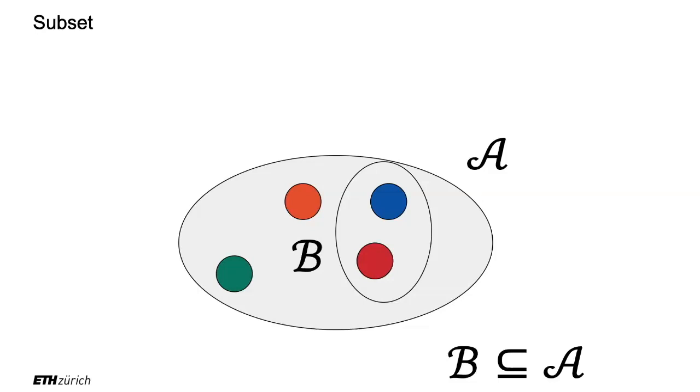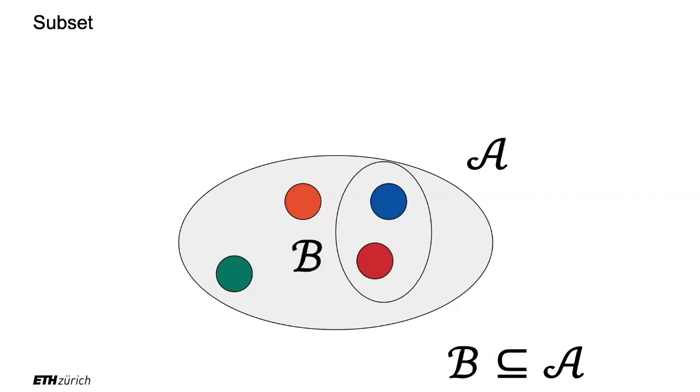Next, you might have two sets, and one of the sets is a subset of the other. It just means that all of the things that are in B, they're also in A. That's what a subset is. For example, the set of the students who study mathematics at ETH is a subset of all of the students of ETH, right? That's an example of subset.